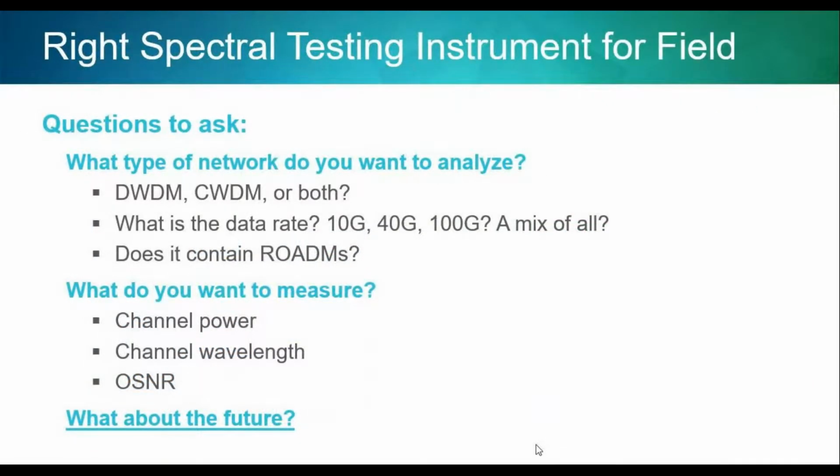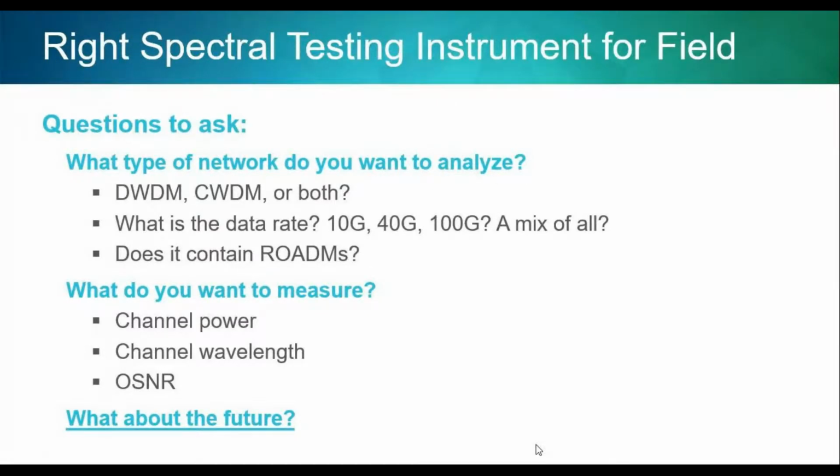So if we're asking ourselves what are the questions that you need to ask yourself in terms of the OSA. So what's the right spectral instrument in terms of that? Is it a system that's purely DWDM, CWDM, or is it both? What type of data rates are at play, or is it a mix? Does the system contain ROADMs? What exactly do you want to measure? If it's just channel power, well, you don't need the high-end OSA. You can potentially just use a channel checker, and you'll be able to have the power of each channel if that's what you specifically need for that segment of your work or on that network.